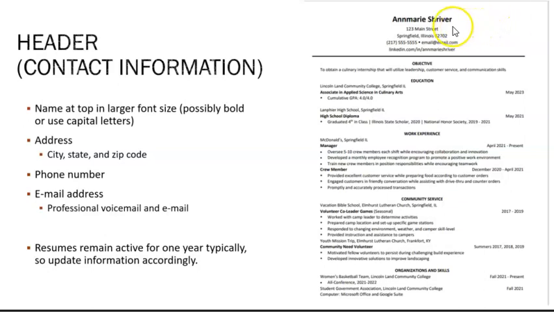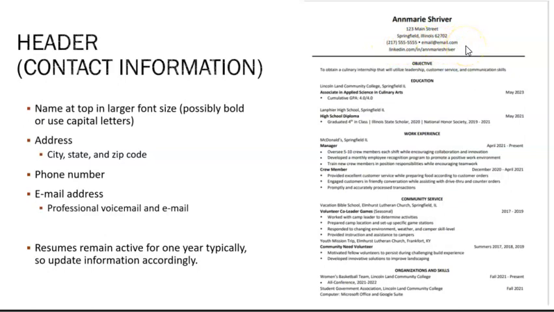Then afterward, you'll see we have the address. Now you can list your street address, but sometimes we aren't comfortable doing so. So if not, you can simply list your city, state, and zip code that you're located in. And then afterwards, you want to list a phone number and email address.